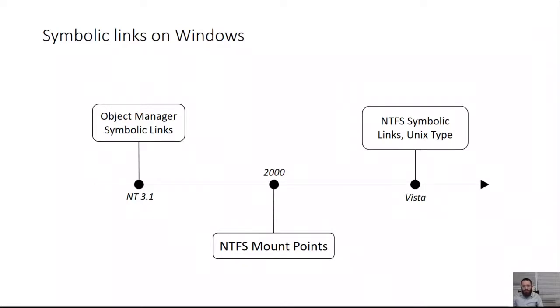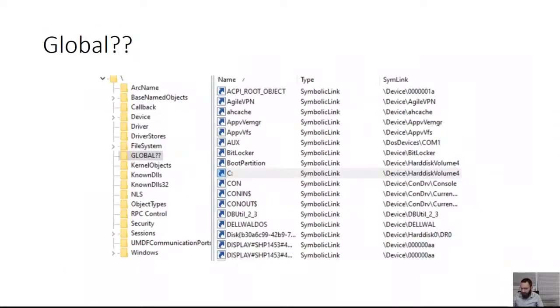Those are real file system symbolic links that are like the ones in Unix platforms. Still, they require the user to be an administrator, so they are not useful in the case of elevation of privilege attacks. To use Object Manager symbolic links, we must first learn about the Object Manager. Here we have a snippet of the Sysinternals tool called WinObj, which showcases the Object Manager file system.